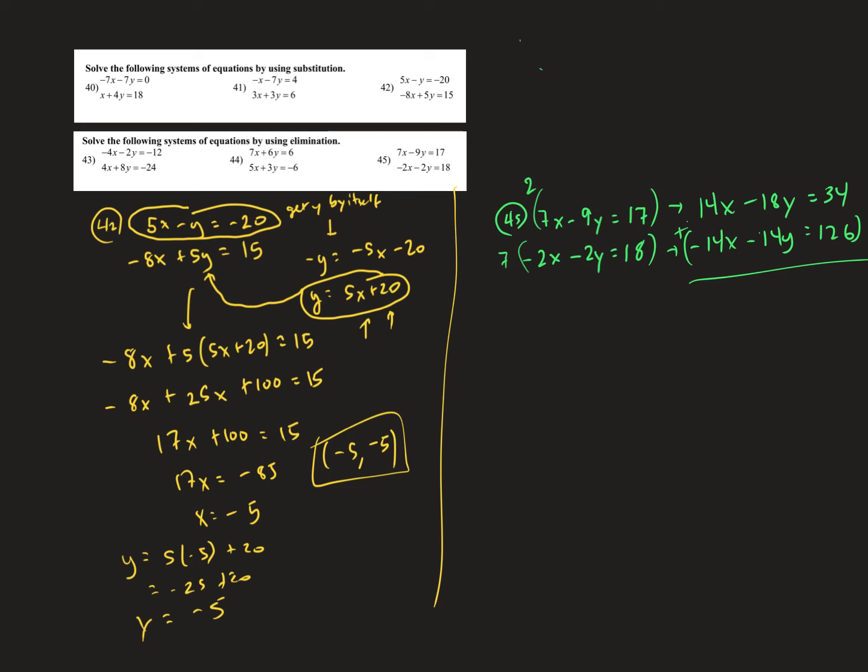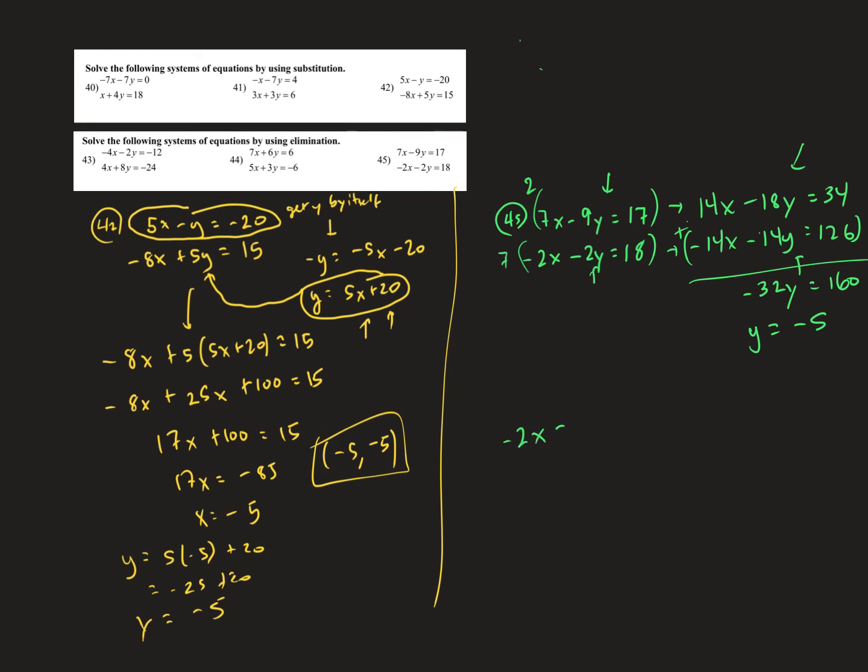So 14x plus negative 14x, those go away. Negative 18y plus negative 14y is negative 32y. And then 34 plus 126 is 160. So this gives me an equation that I can solve for y by dividing both sides by negative 32. Now I know what y is, I need to find what x is, and I can plug it into this, or this, or this, or this. Any of those are possible. I'm going to choose the negative 2x minus 2y equals 18, because that looks the easiest.